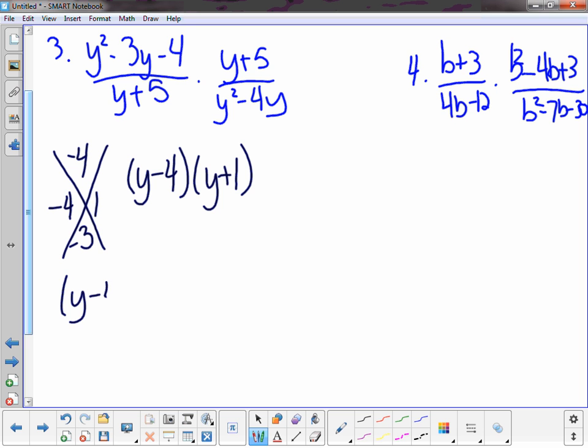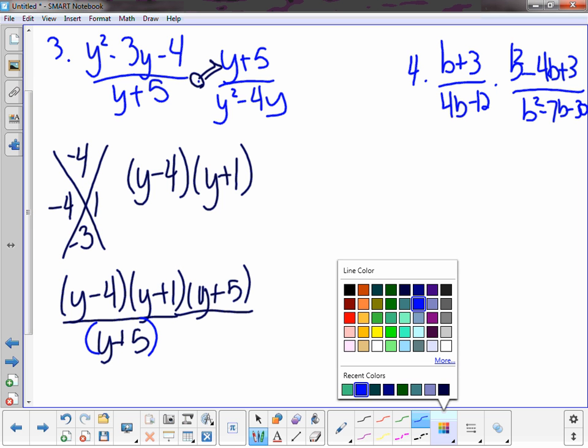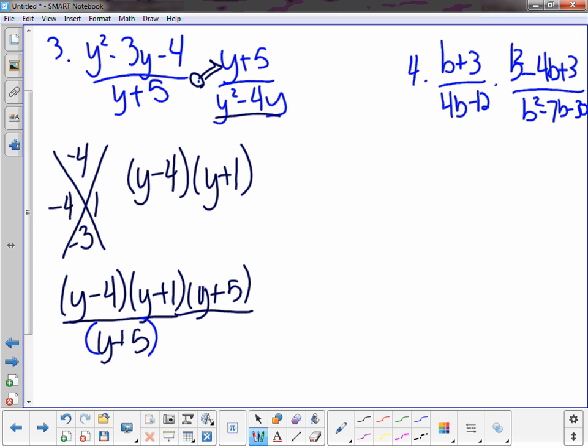So on top, we have y minus 4, y plus 1. On the bottom, y plus 5. And then here on the top again, because we're multiplying, this is also going to go on the top. I have y plus 5. Okay, so on the bottom here, I have y plus 5, but I also have to account for this guy right here. So I have y squared minus 4y.